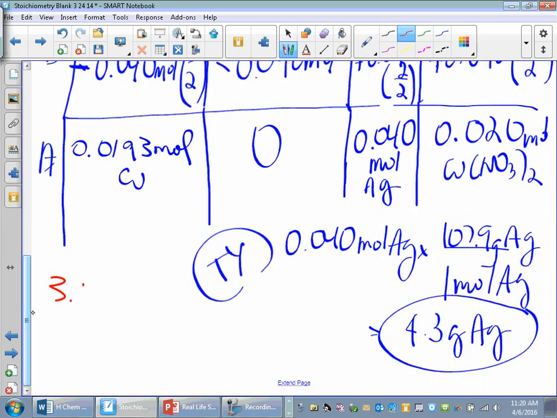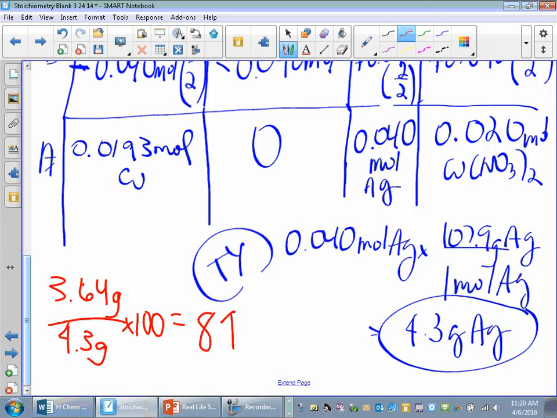3.64. Okay, so they got 3.64 grams. In theoretical La La Land, they should have gotten 4.3 grams. So I'm dividing, multiplying by 100, and that should be 84%. I would take that person any day. It's pretty good.